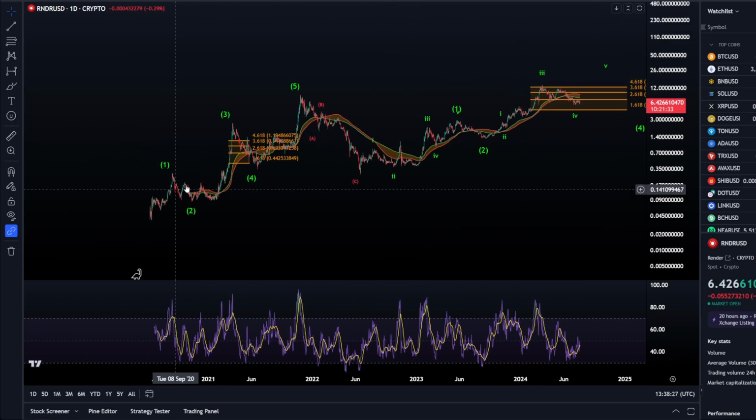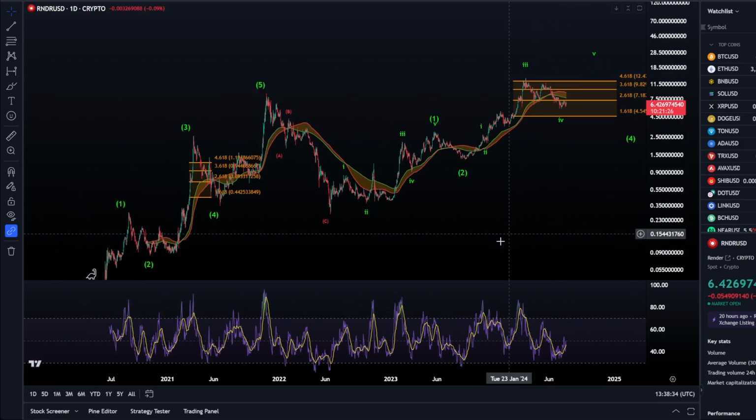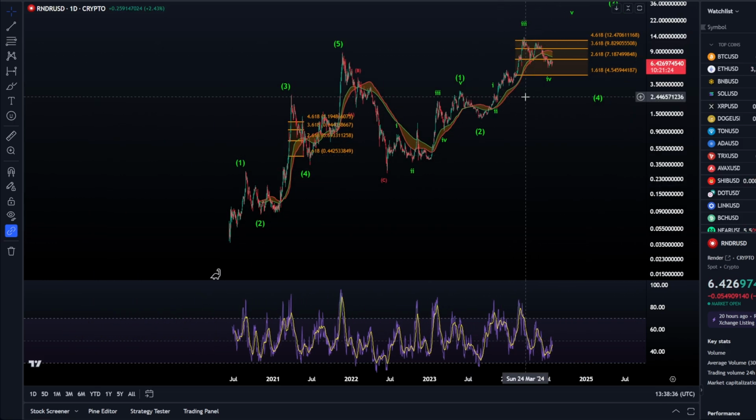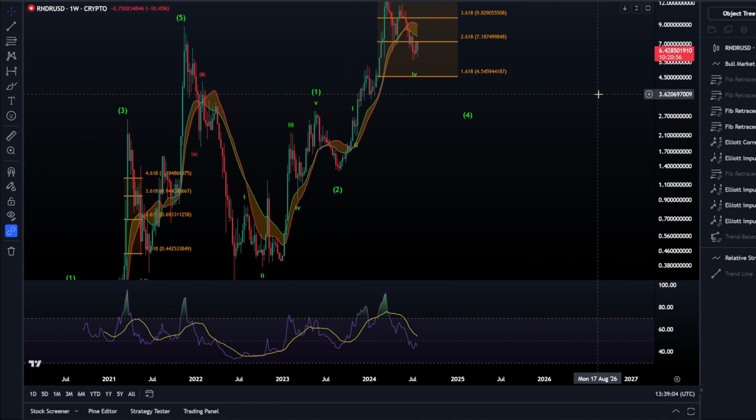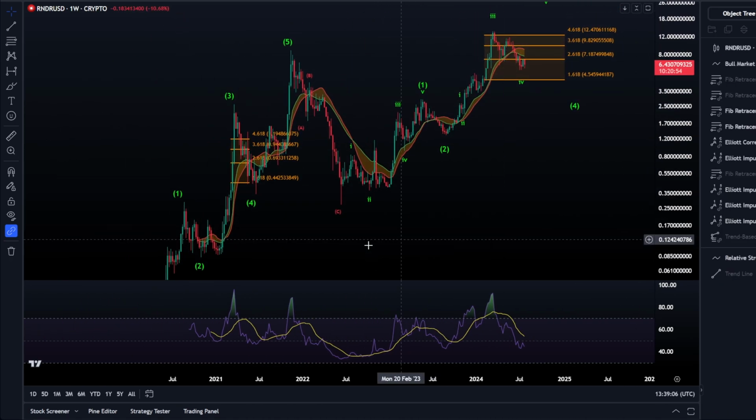Well, not really. I mean, we have 5 waves here, we have an ABC, and now we're going up in 5 waves again, so it's looking good in my opinion. This chart is looking really good. So yeah. Now let's also go on the weekly chart for a minute.